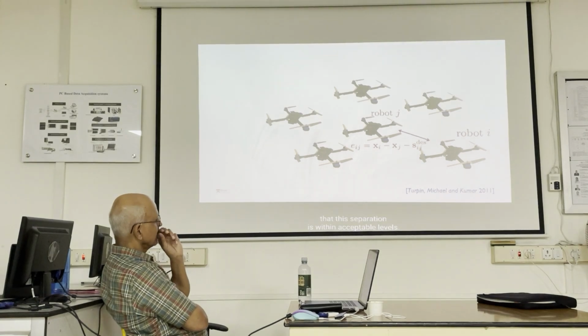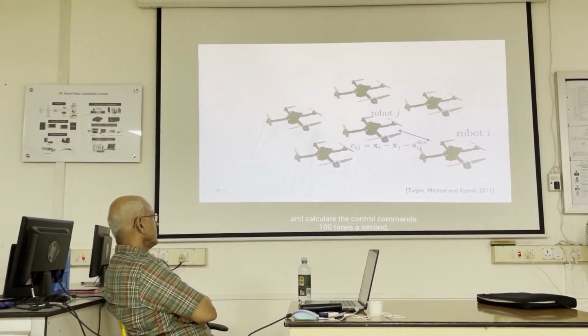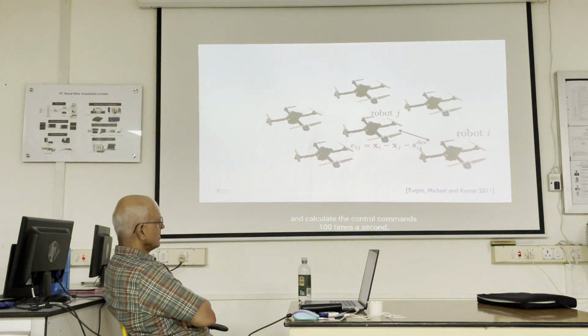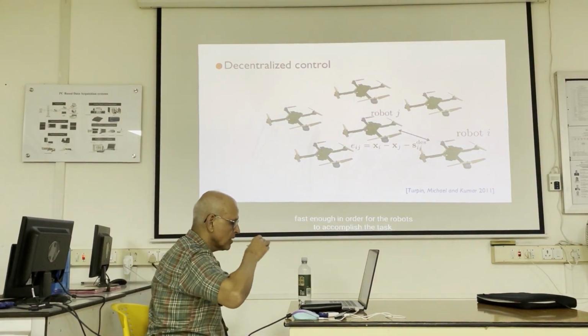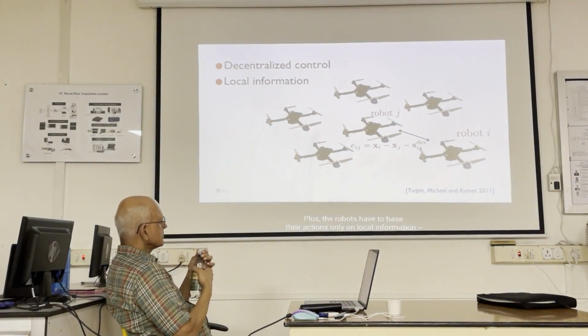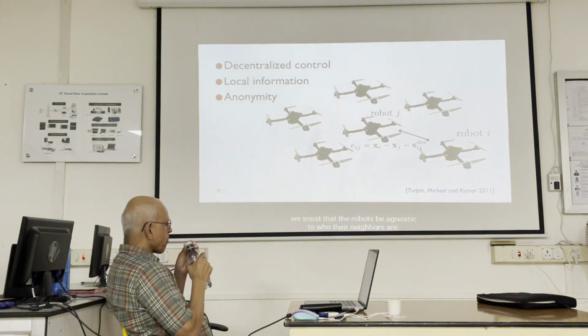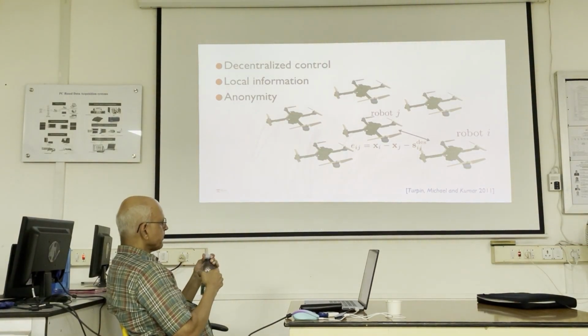You want to make sure that this separation is within acceptable levels. So again, the robots monitor this error and calculate the control commands 100 times a second, which then translates to motor commands 600 times a second. So this also has to be done in a decentralized way. Again, if you have lots and lots of robots, it's impossible to coordinate all this information centrally fast enough in order for the robots to accomplish the task. Plus, the robots have to base their actions only on local information, what they sense from their neighbors. And then finally, we insist that the robots be agnostic to who their neighbors are. So this is what we call anonymity.